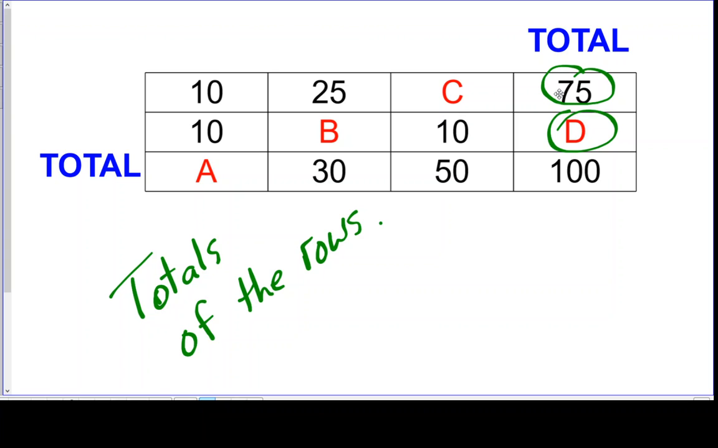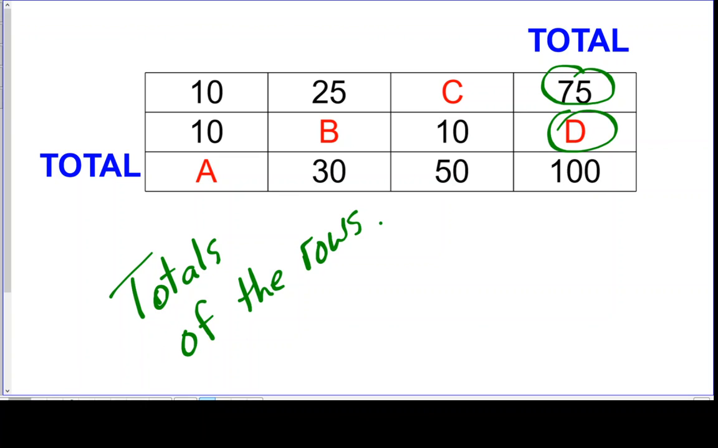Now, similarly, these numbers here represent totals. The 75 is a total of all of the numbers in this first row. So 10 plus 25 plus whatever this number here is going to be equal to 75. For the second row, 10 plus B plus 10 is equal to D. And then for the last row, A plus 30 plus 50 is equal to 100.